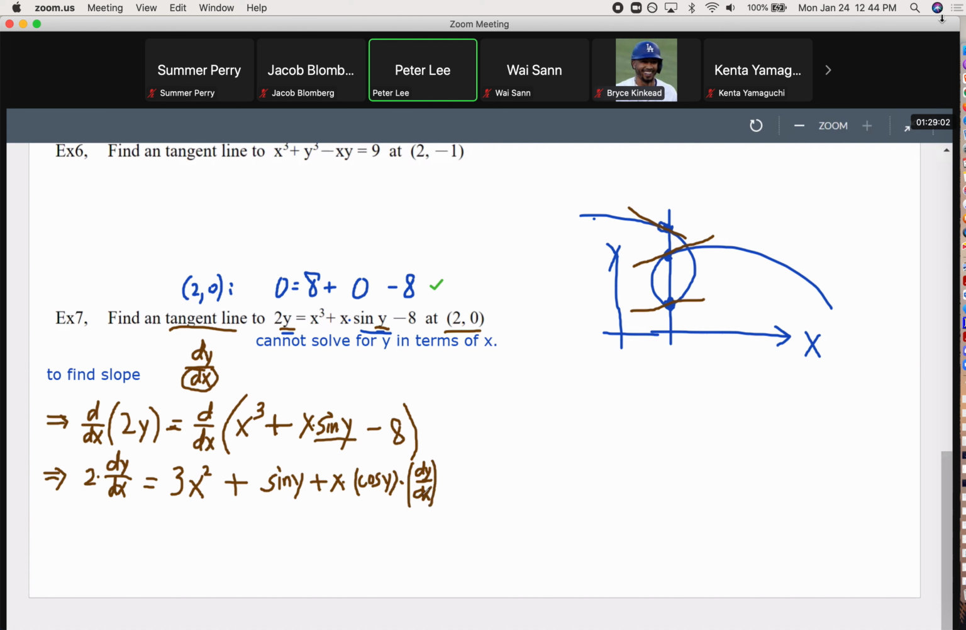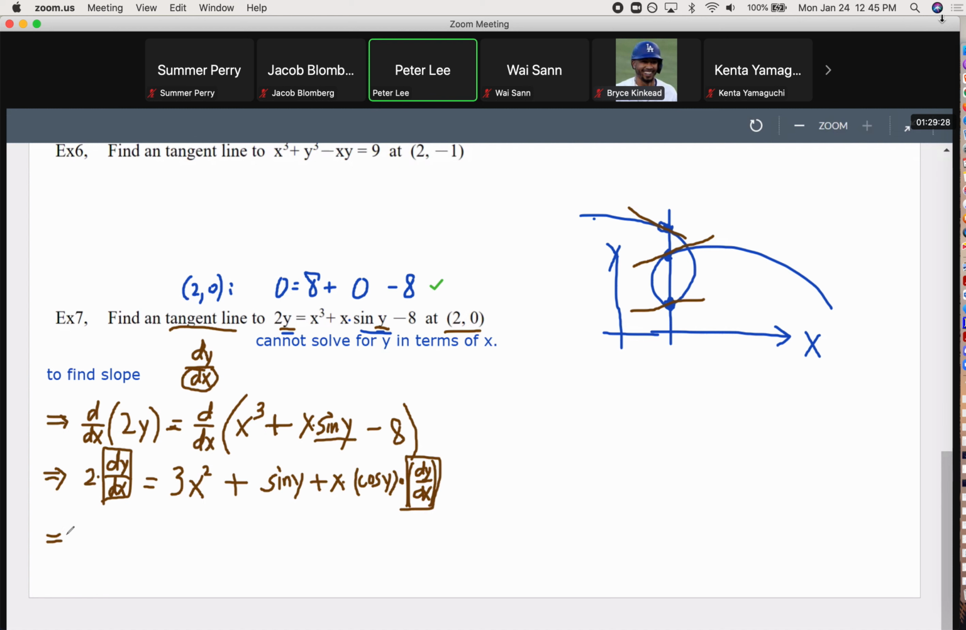This is times. And then minus the derivative of 8, which is 0. So that's gone. Now, what we want to do is solve for dy dx. Put all the dy dx terms together, bring that all to the left-hand side, and then divide both sides by the coefficient.